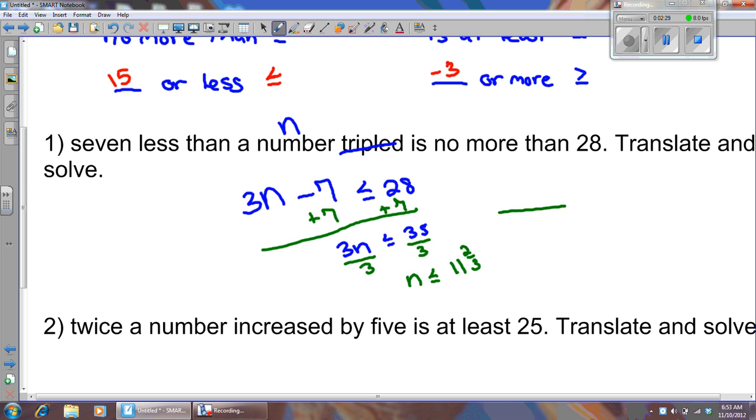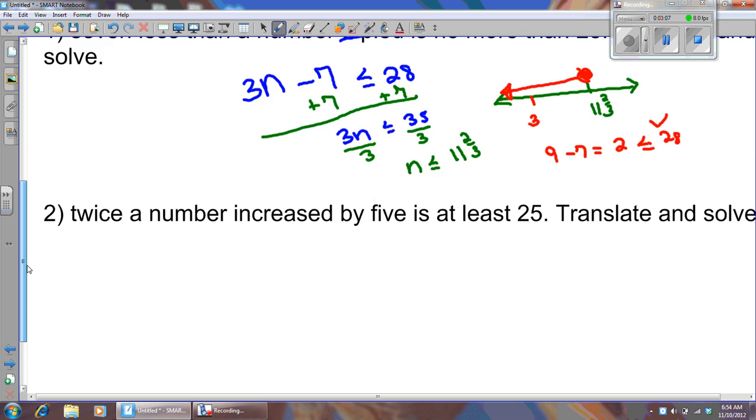Okay, on a number line, that solution would look like this. 11 and 2 thirds. I'm going to have a closed point right there. And I'm going to shade where the numbers are less than 11 and 2 thirds. Okay? And what that means is if I triple any number from 11 and 2 thirds down, say like 3, triple it, I get 9. I take 7 away, which is 2. I get a number that is less than or equal to 28. Any number from here down works.